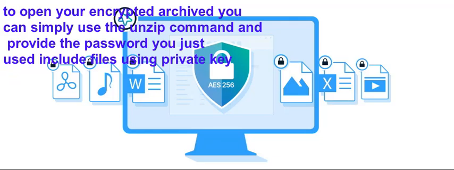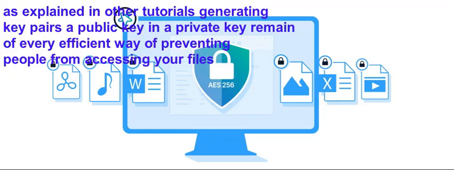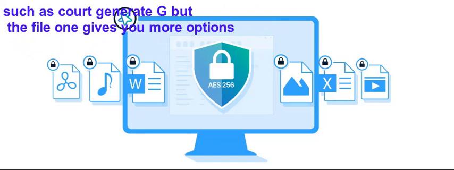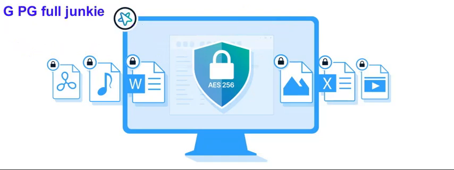Encrypt files using private key. As explained in other tutorials, generating key pairs, a public key and a private key, remains a very efficient way of preventing people from accessing your files. To encrypt files on Linux using a private key, you have to execute the GPG command with the --full-gen-key option. You have multiple options for key generation, such as quick generate key, but the full one gives you more options. gpg --full-gen-key.